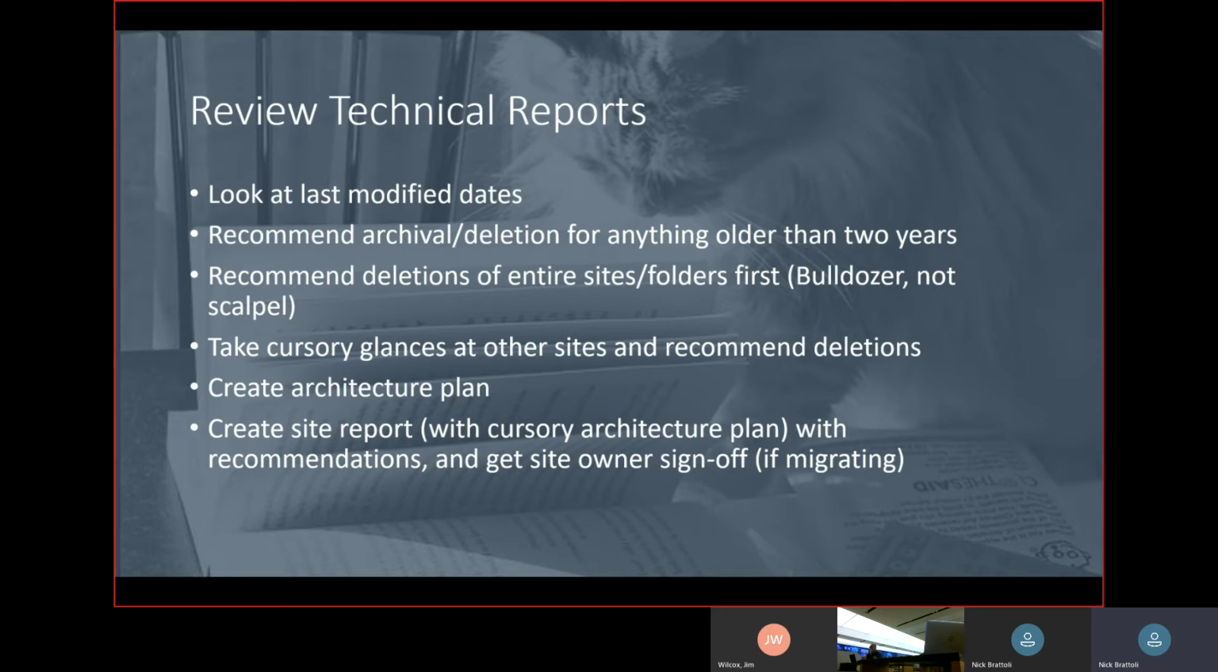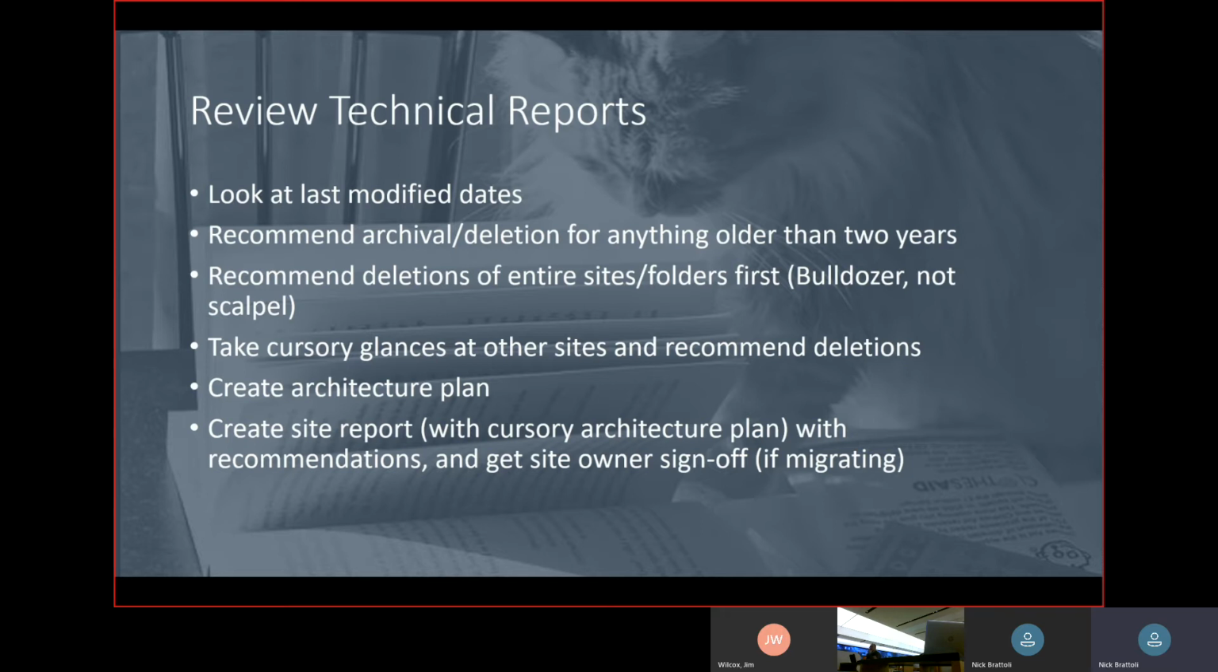Again, when you're done, create a site report that will have the architecture plan built into it. This is the same report that you created earlier, but you're going to add on to it with other columns in Excel to mark that I'm going to get rid of this, I'm going to delete this. This is a hub site. This is a team site. This is a communication site.